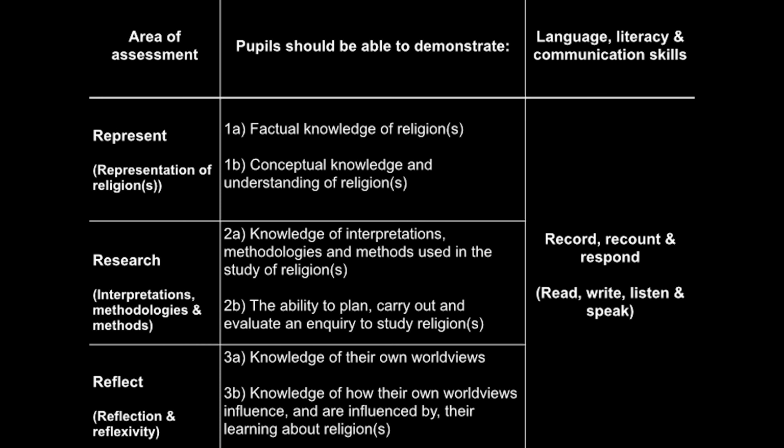To reflect the rebalancing of the aims, methods and content of RE, which is demanded by our approach, a new assessment framework is required. This must take into account how well pupils represent religions, how well pupils research religions, and how well pupils reflect on their own worldviews in relation to their research. There are three areas of assessment: represent, research, and reflect.